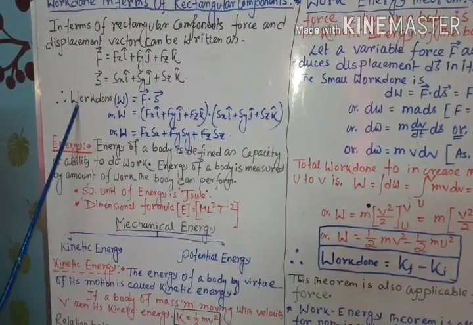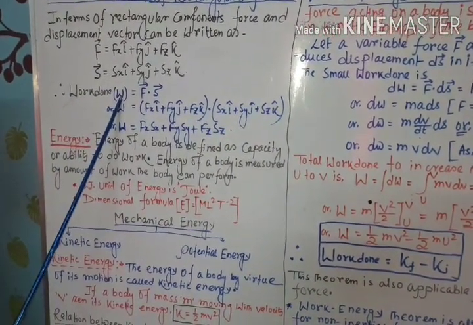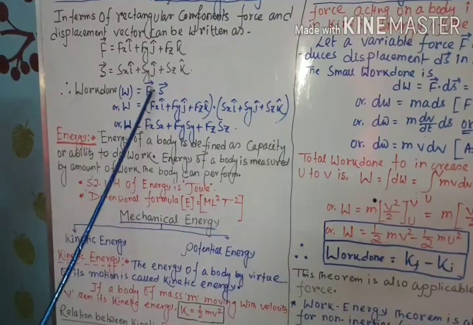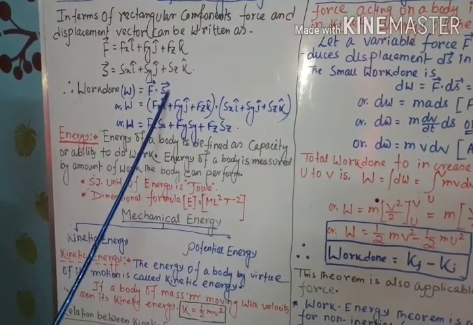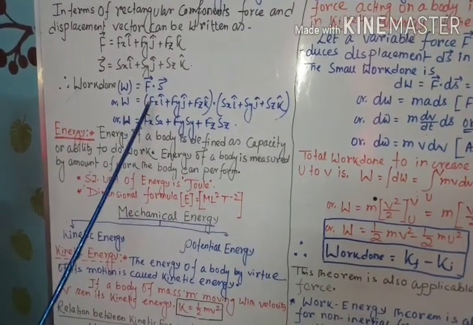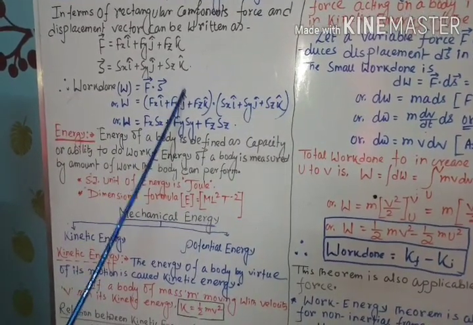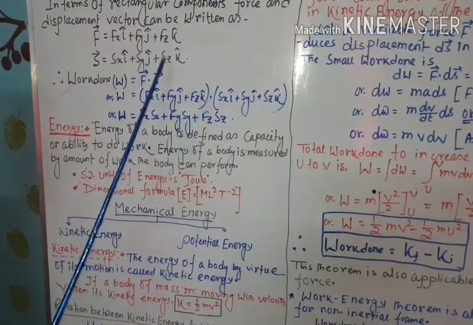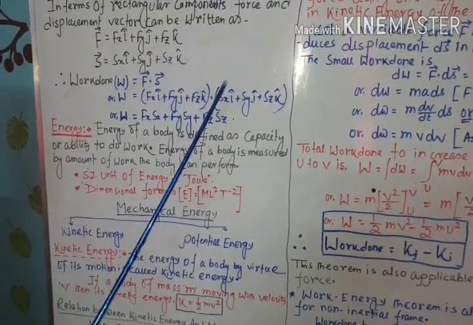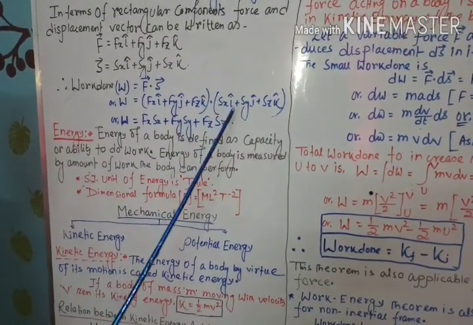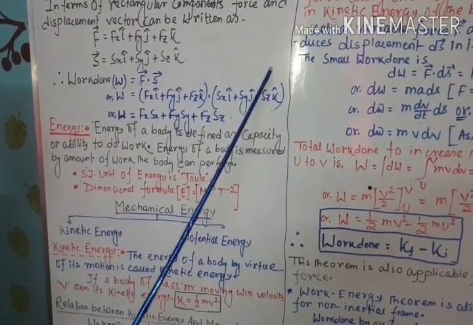So therefore work done W equals, from the definition, force vector dot displacement vector. So in place of force we can write Fx i cap plus Fy j cap plus Fz k cap, dot, in place of s, Sx i cap plus Sy j cap plus Sz k cap.